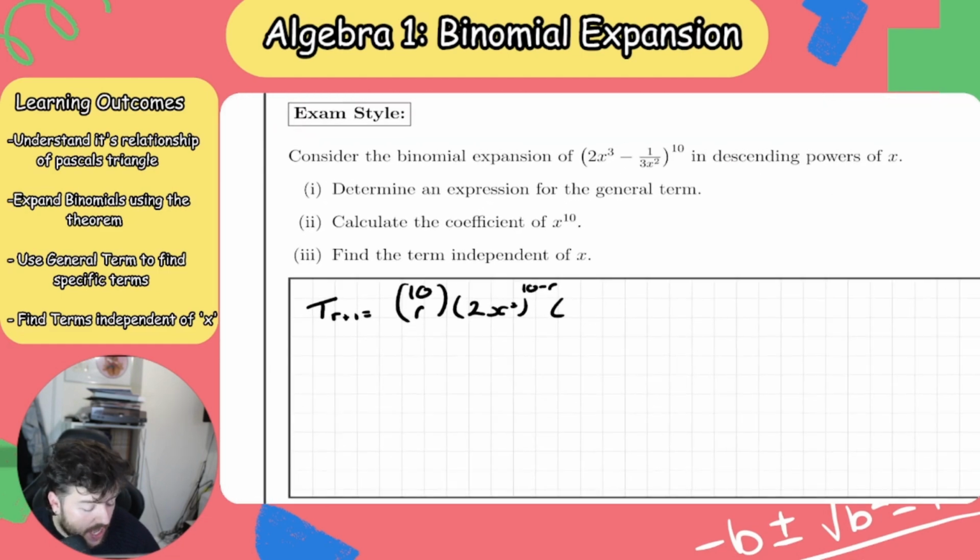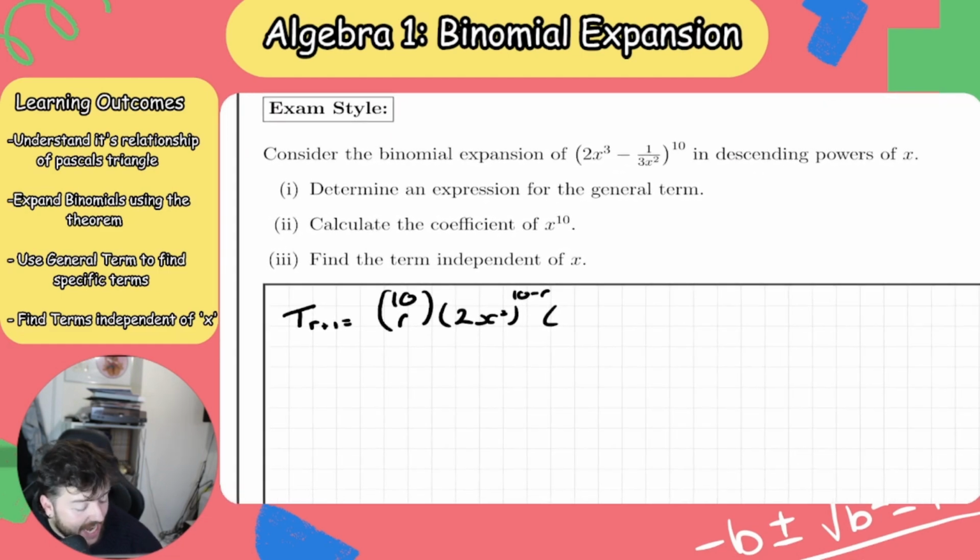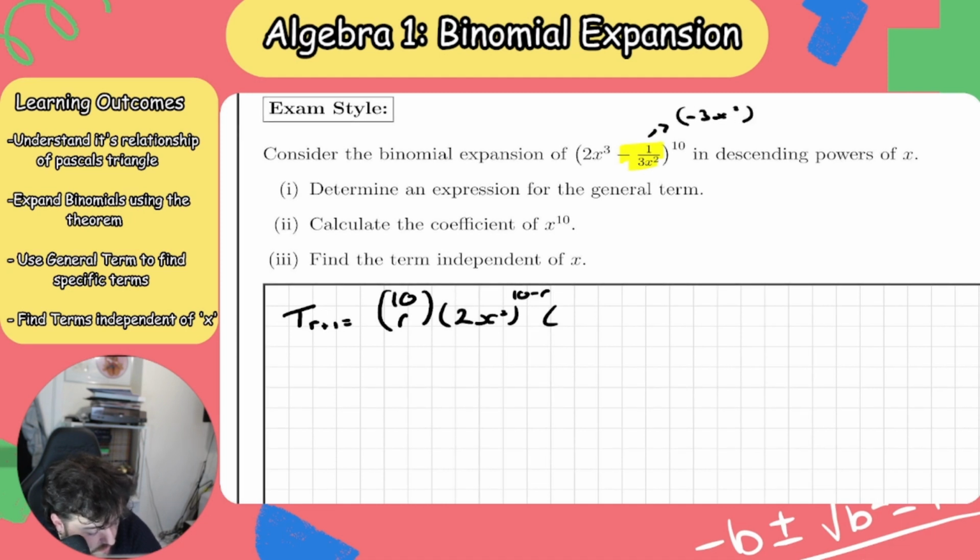So let's look at another exam style question. Again, it's the same process here. 2x cubed minus 1 over 3x squared. So let's look at this one here. Minus 1 over 3x squared. I could rewrite that as minus 3x squared all to the power of minus 1, which will break down to minus 3 to the power of minus 1, x to the power of minus 2.